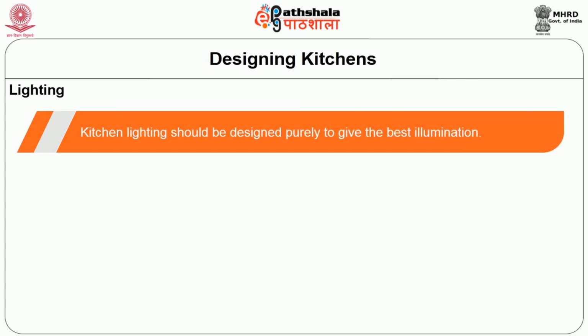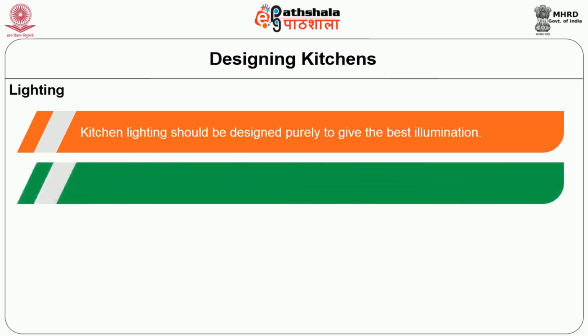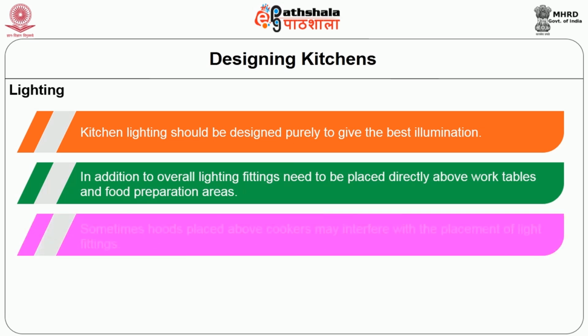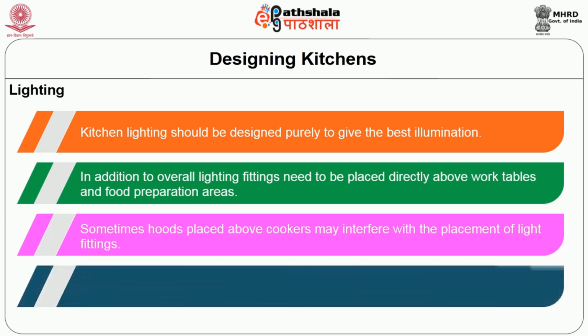In addition to overall lighting, fittings need to be placed directly above the work tables and food preparation areas. Sometimes the vapor extractor hoods placed above the cookers and the cooking ranges may interfere with the placement of light fittings. Many types of lighting are available for use in institutional kitchens, such as fluorescent, filament or mercury lamps.